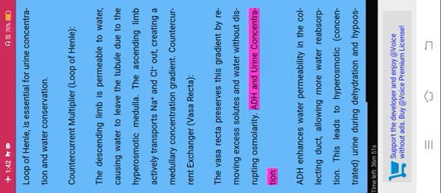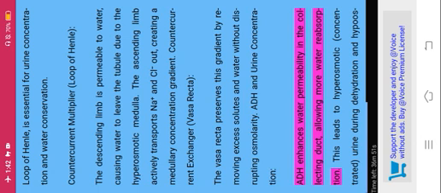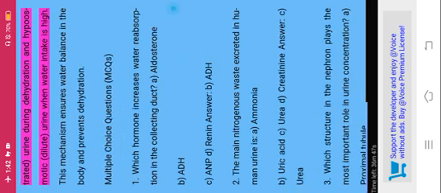ADH and urine concentration. ADH enhances water permeability in the collecting duct, allowing more water reabsorption. This leads to hyperosmotic concentrated urine during dehydration and hyposmotic dilute urine when water intake is high. This mechanism ensures water balance in the body and prevents dehydration.